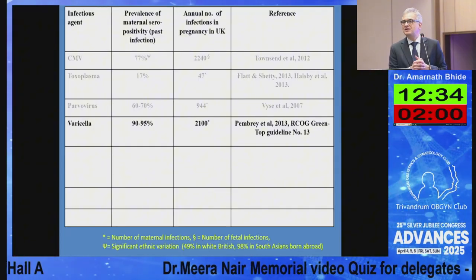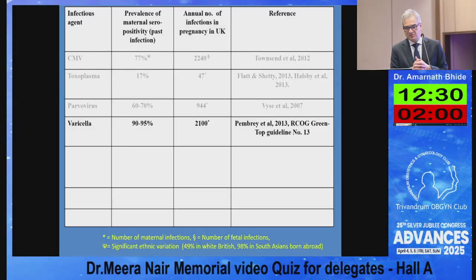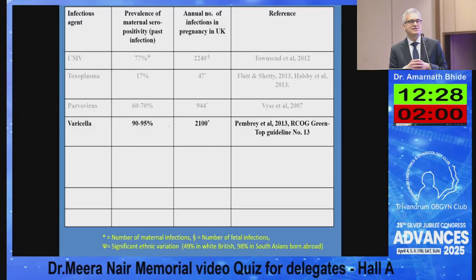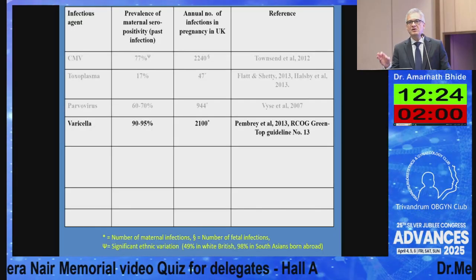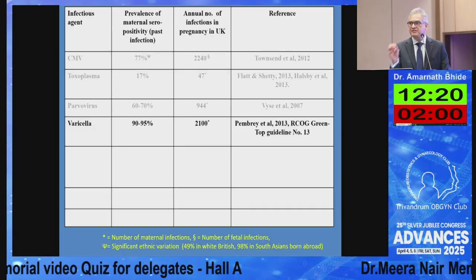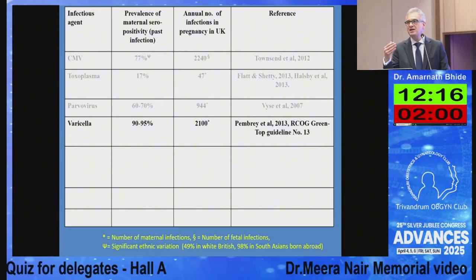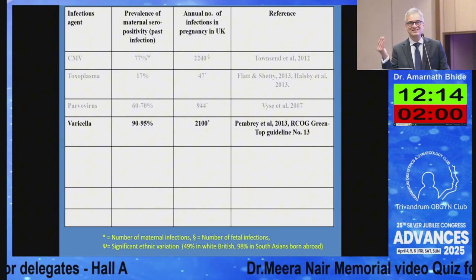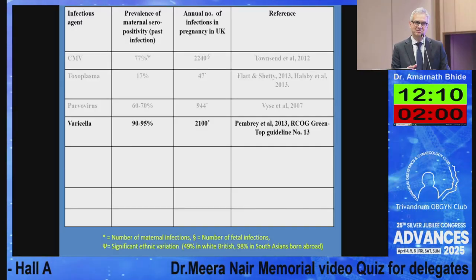Varicella. A large majority of the population is immune. 90 to 95% of the population is immune to varicella. And remember, when somebody gets varicella, it is not the infection which affects the baby, but the sequelae of the infection. The healing process causes scarring, and the scarring is what affects the baby.